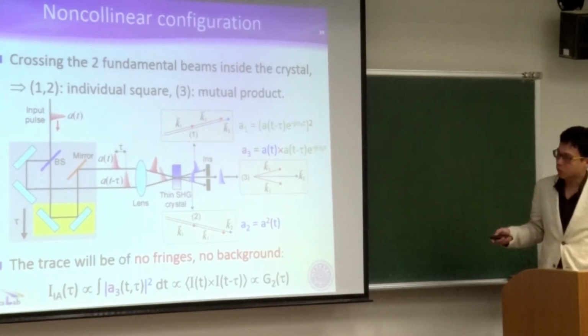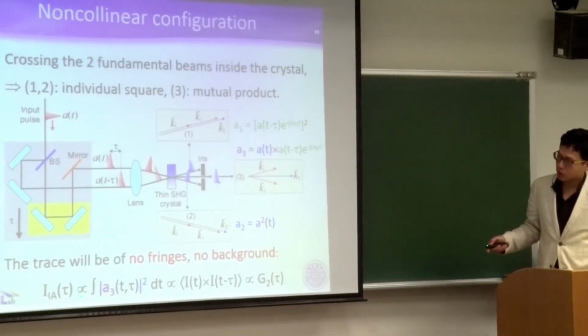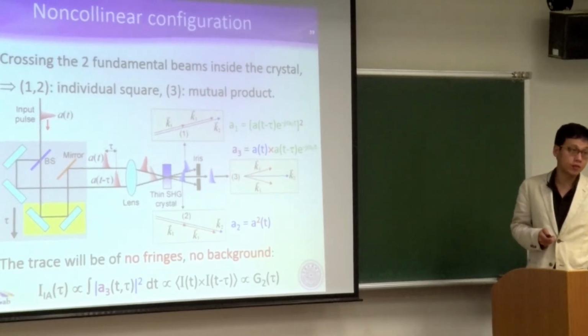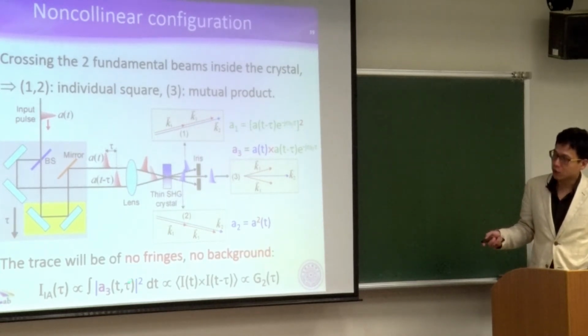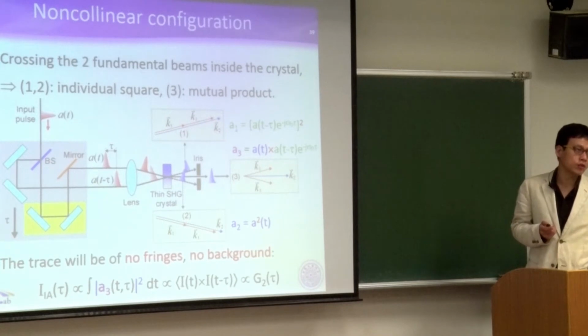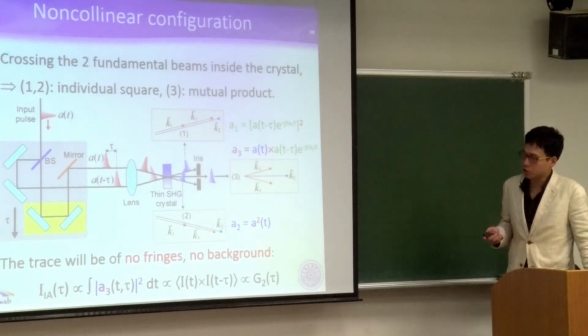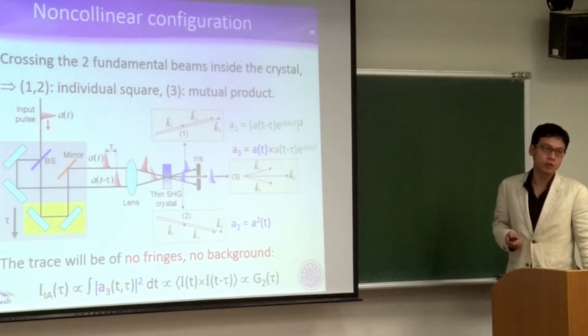Then mathematically, we should get this. Okay. Now, the I sub IA function of tau is proportional to the second harmonic energy of the third beam. And what is the energy? You have to integrate the intensity, which is the absolute square of the field, right? And by inserting A sub SH of t with this formula, you can see the output is directly proportional to I of t times I of t minus tau time average, which is the G2 function we desire.